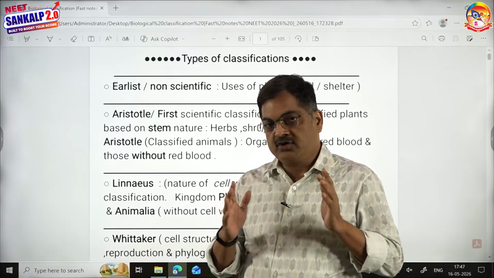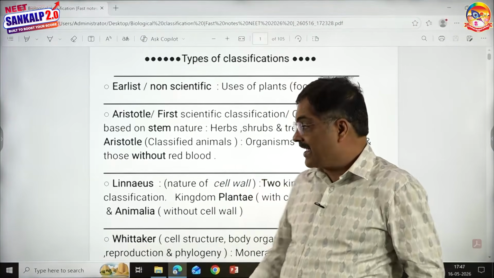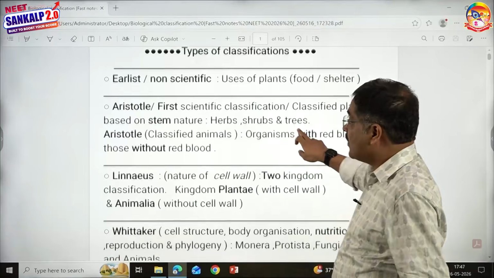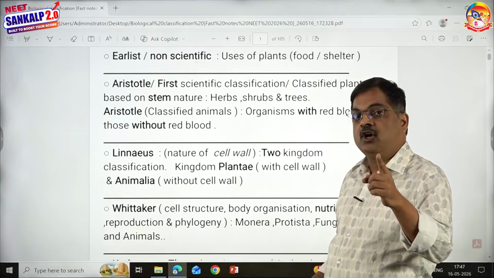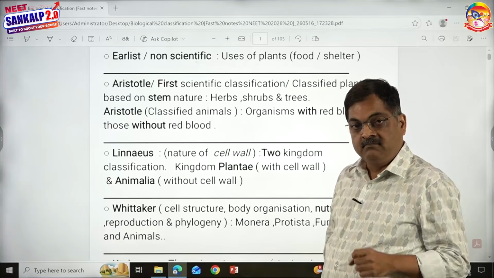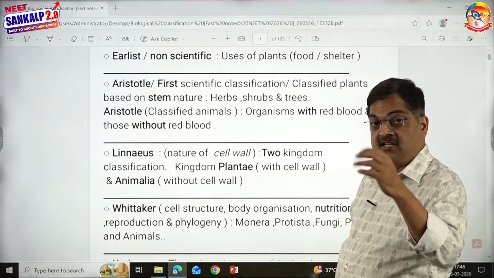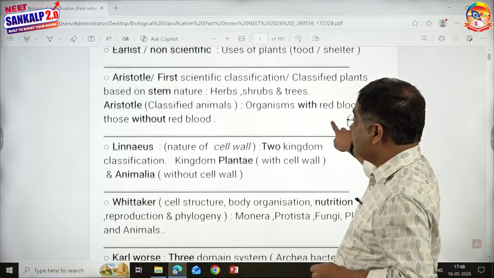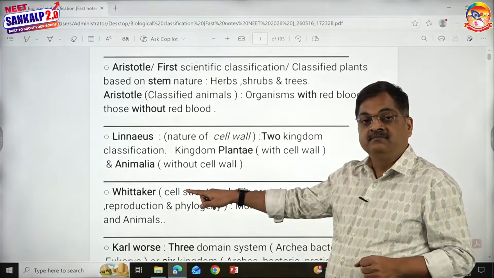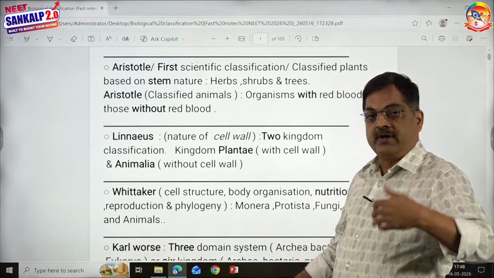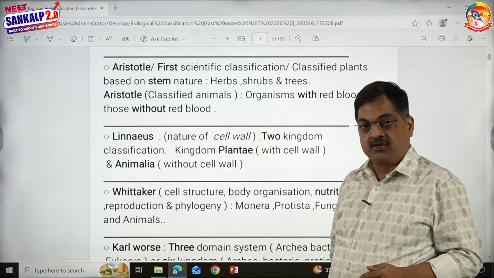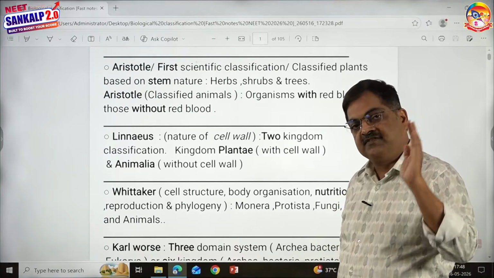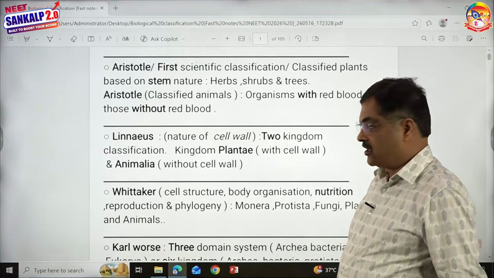We have 4 to 5 examples of scientific classification, starting with the first one, Aristotle. Aristotle classified plants into herbs, shrubs, and trees based on the nature of the stem, so it is scientific. He classified animals into those with red blood and those without red blood. So Aristotle's classification can be categorized as the first scientific classification.